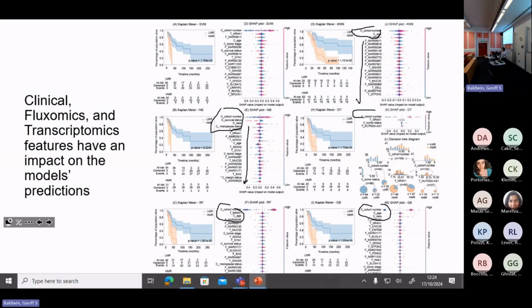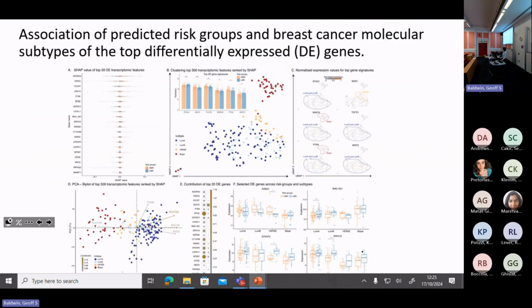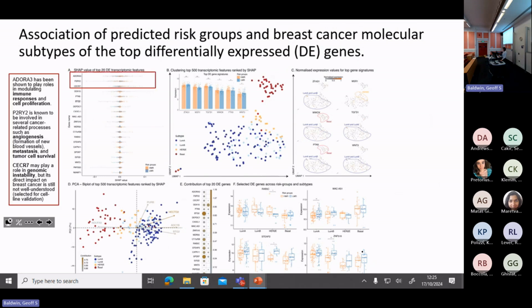Here, this method was giving higher importance to the fluxomic features. This was a mixture again. So we started thinking, okay, so it's not true what has been seen so far, that only the clinical features and the transcriptomic features are having a role when making predictions, but actually fluxomics can also tell us something extra. And then we started doing lots of analysis on these.